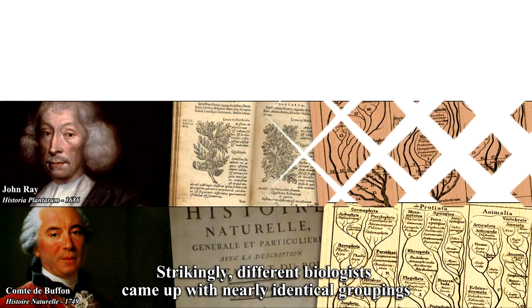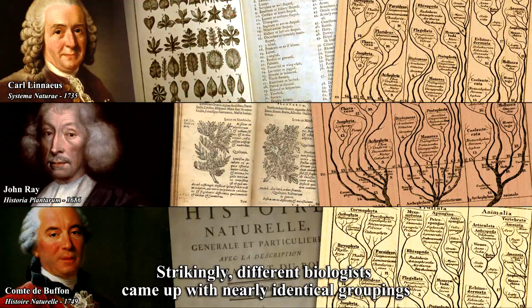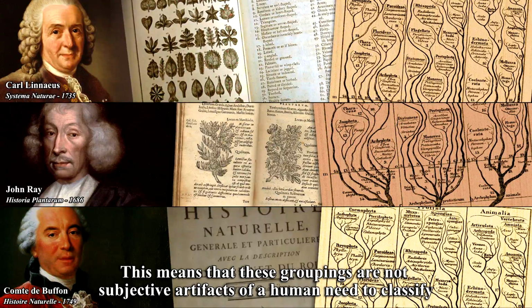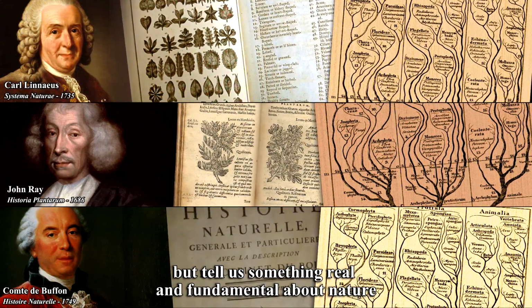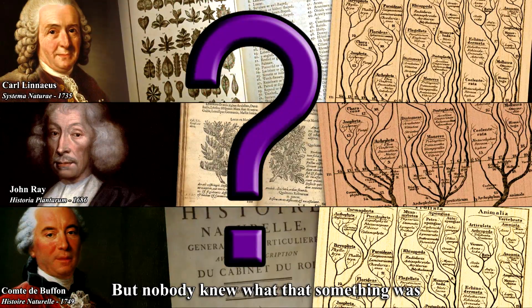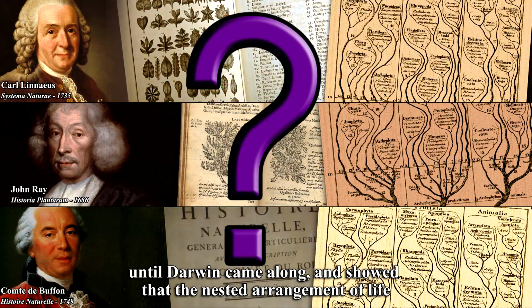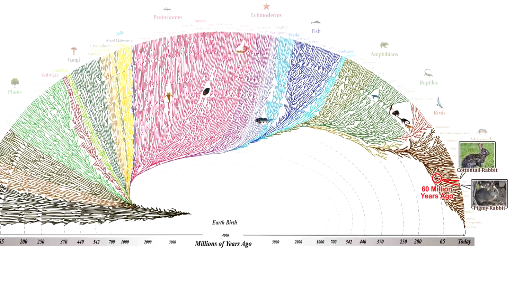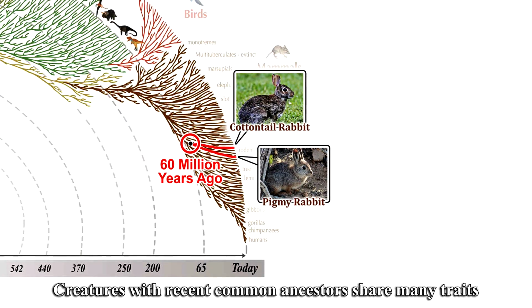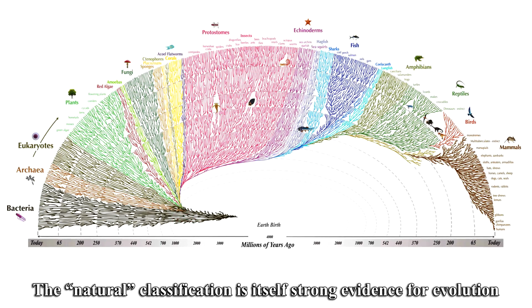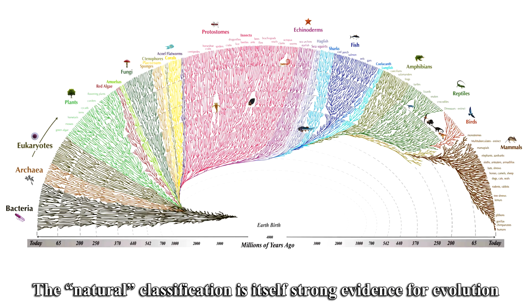Strikingly, different biologists came up with nearly identical groupings. This means that these groupings are not subjective artifacts of a human need to classify, but tell us something real and fundamental about nature. But nobody knew what that something was until Darwin came along and showed that the nested arrangement of life is precisely what evolution predicts. Creatures with recent common ancestors share many traits, while those whose common ancestors lay in the distant past are more dissimilar. The natural classification is itself strong evidence for evolution.